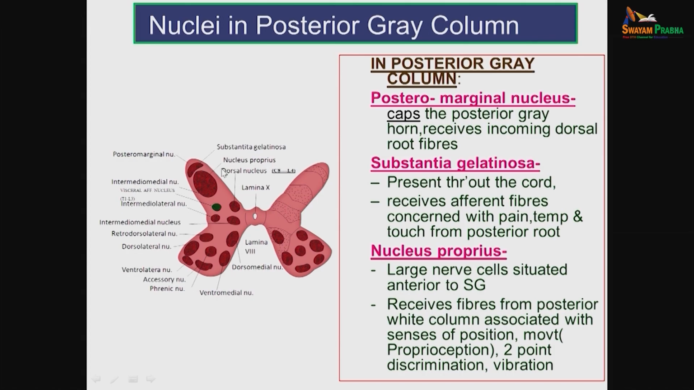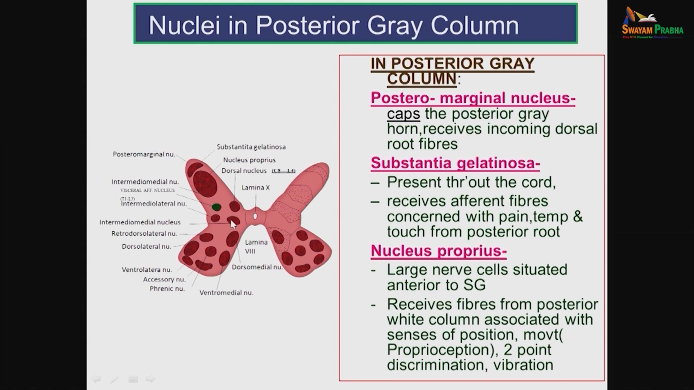Anterior to it, you see a large nucleus. This large nucleus is called the nucleus proprius. As the name suggests, it receives fibers from the posterior column associated with the sense of proprioception. That is, the sense of position, movement, and also 2-point discrimination and vibration sense. So, this nucleus proprius receives fibers associated with the sense of position and movement of the joint limbs, and also it receives 2-point discrimination and vibration sense.